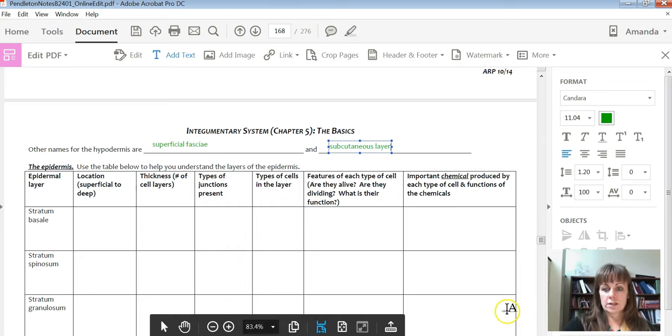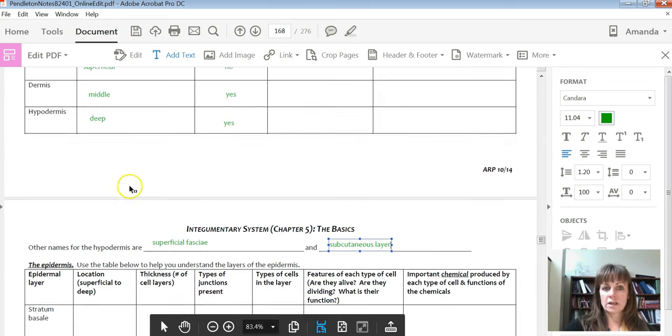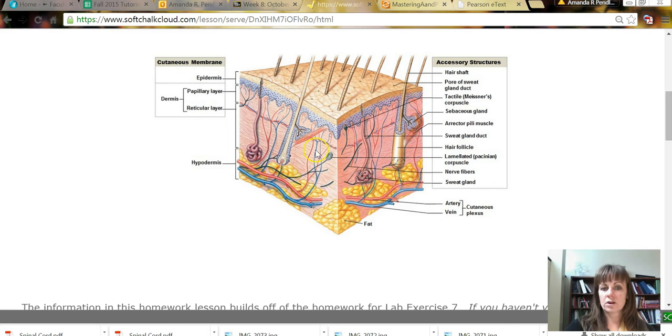Okay. So again, hypodermis. Now you may notice too from the picture, hypodermis is going to be where the majority of our fat is going to be stored. Okay, so whenever we're talking about one of the functions of the skin being to store lipids, most of that is going to be located in that hypodermis, which is just deep to the cutaneous membrane.